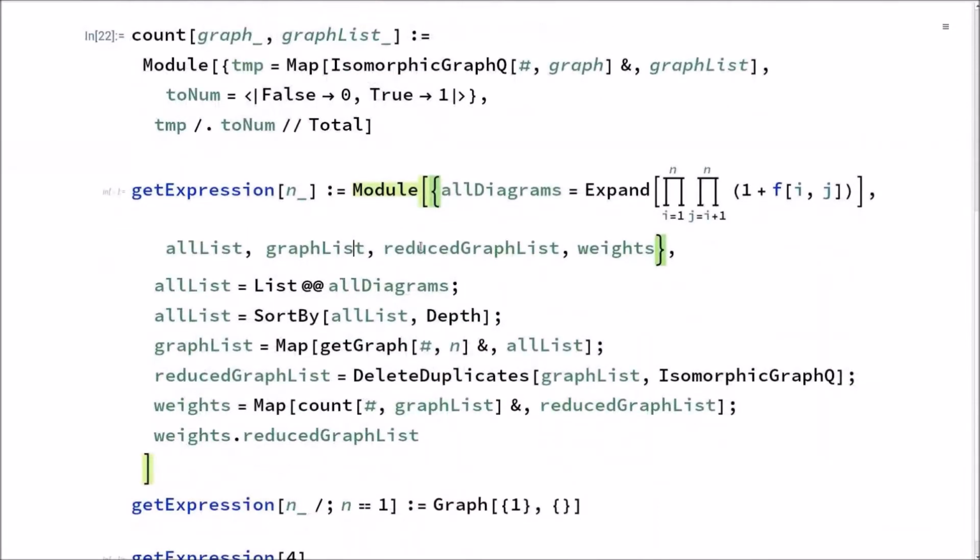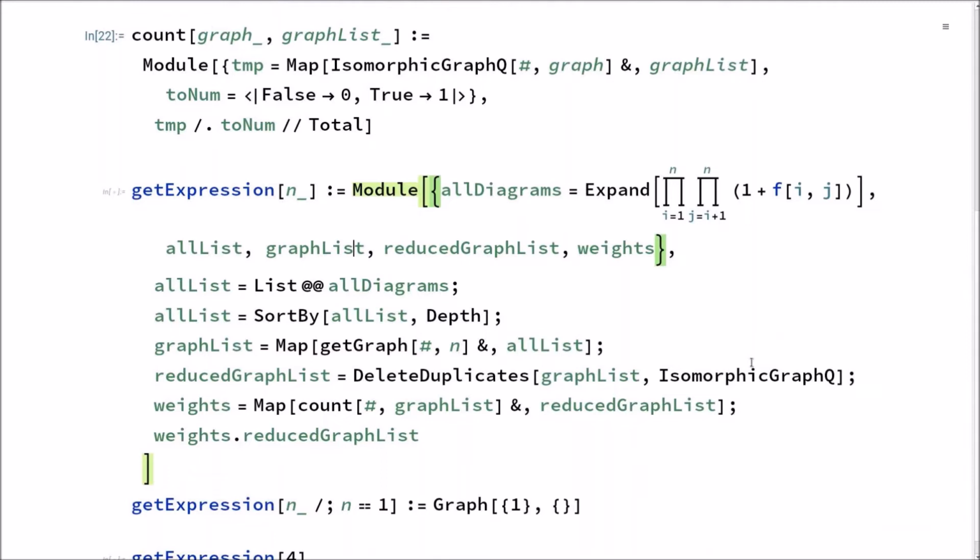And this is the function that collects all this together. We first generate all diagrams, or all terms to these diagrams, and then make it a list, sort this list, and apply our graph function. So we make this list as a list of graphs. Then we delete, as said before, the identical diagrams by applying this function, delete duplicates, which is built in Mathematica, by the test whether a graph is isomorphic to another one.